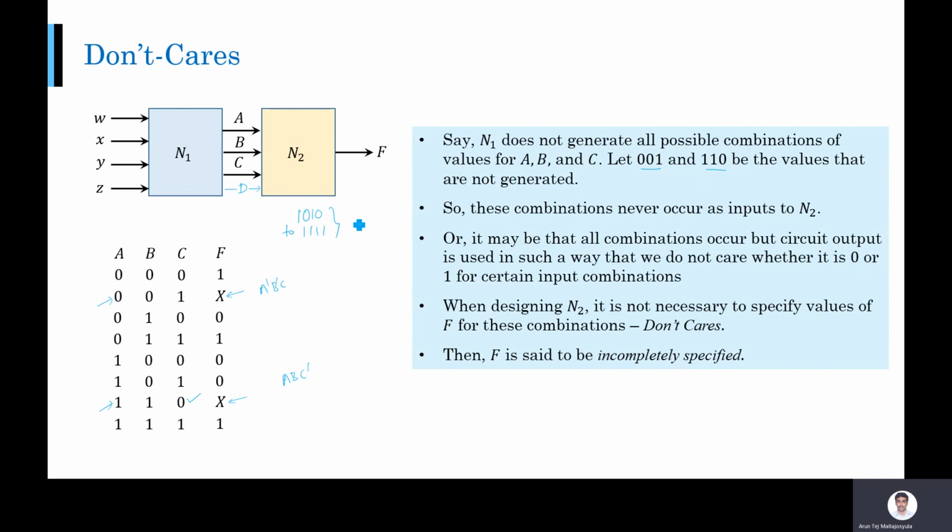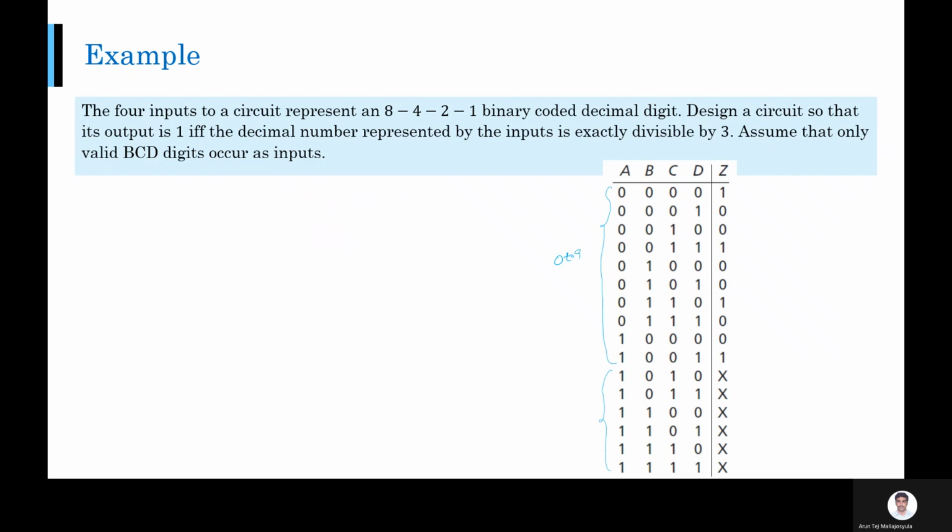Okay, so these combinations are not being generated by N1. So your N2 has some combinations of minterms which are don't care for you, right? So your output will be important only for these 10 combinations of inputs, and these combinations of inputs are don't care for you. So how do you represent this? So you represent the function in this form.